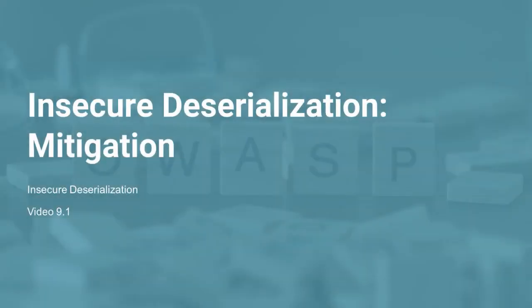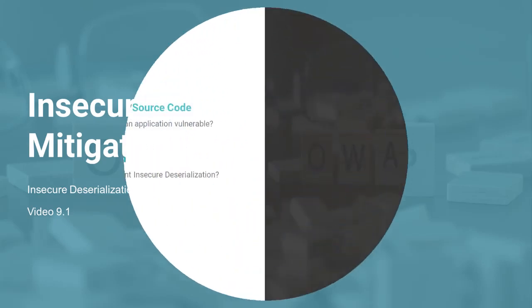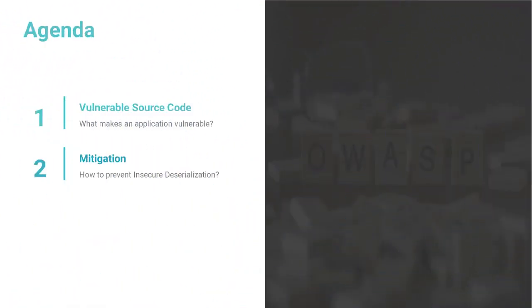Welcome back to the third and last part of the Insecure Deserialization session. In this part, we will discuss insecure deserialization mitigation. We will start by discussing what makes an application vulnerable, and then we will hunt for the vulnerable source code in OWASP Juice Shop. Before closing this session, we will discuss how to avoid such vulnerabilities.